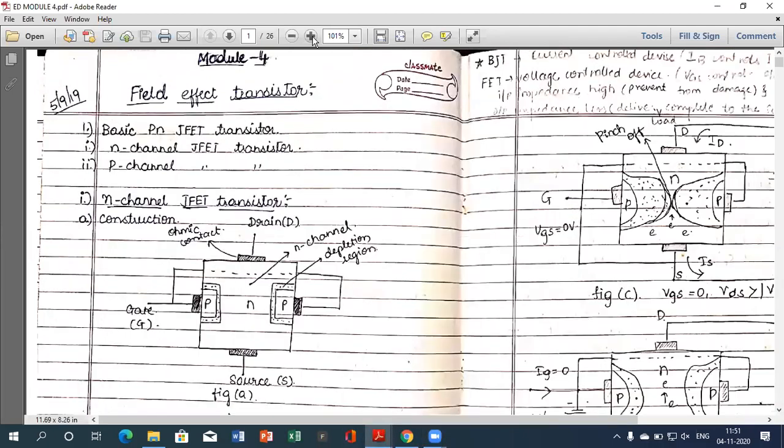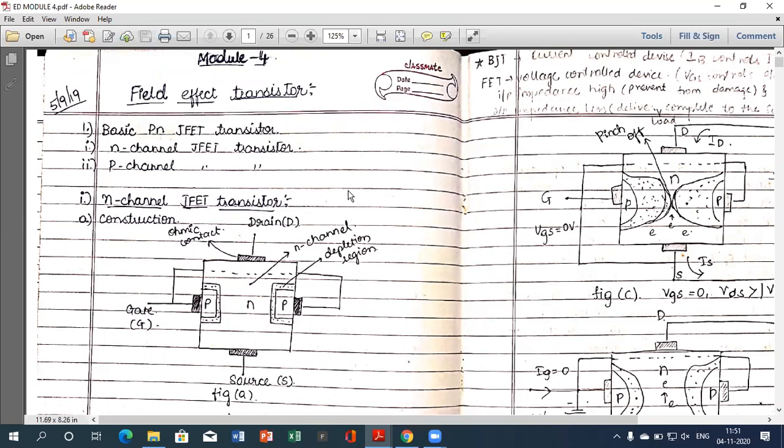Now first we will concentrate on the N-channel JFET transistor. Here, JFET is nothing but a junction, so it uses one junction for the flow of current. That may be an N-type junction or a P-type junction, depending on the selection of channel. That's why we call it junction field effect transistor.